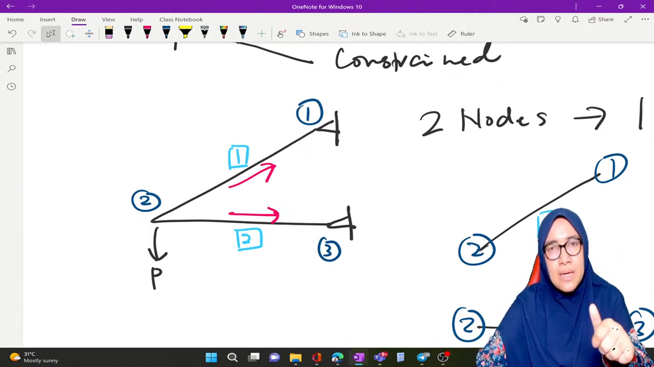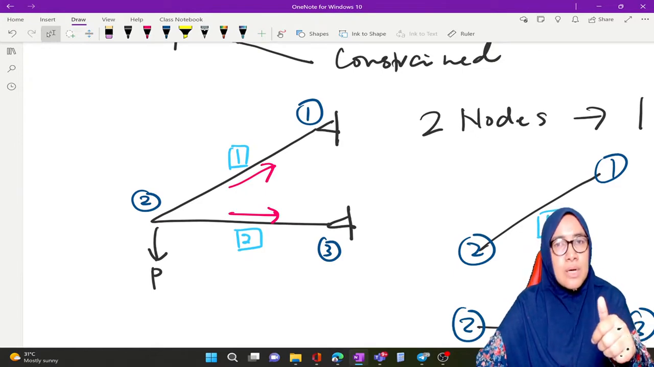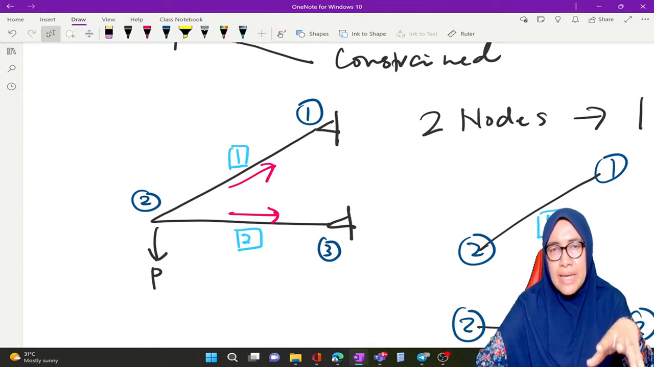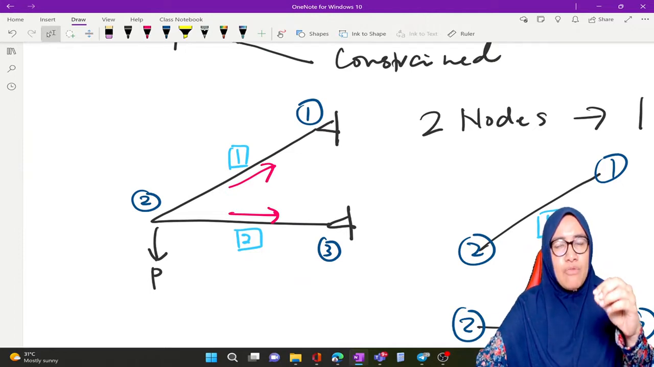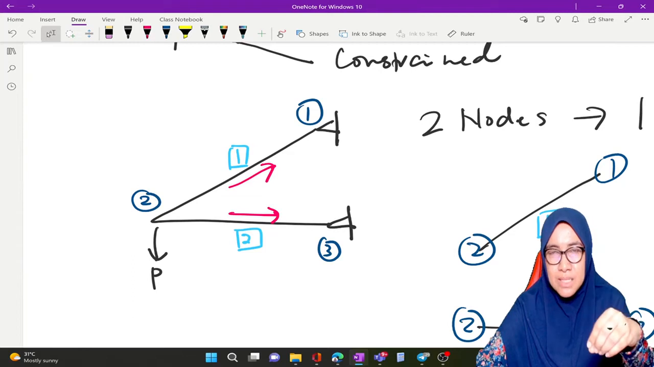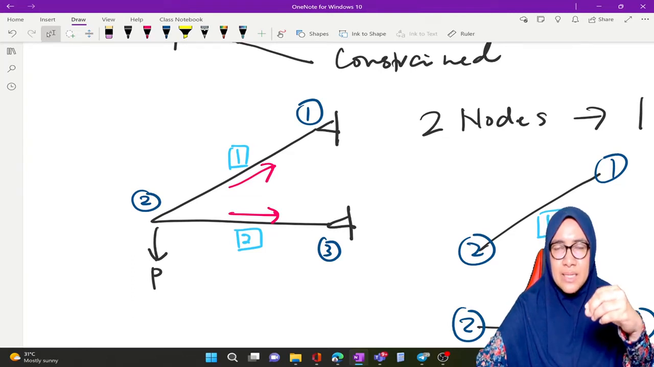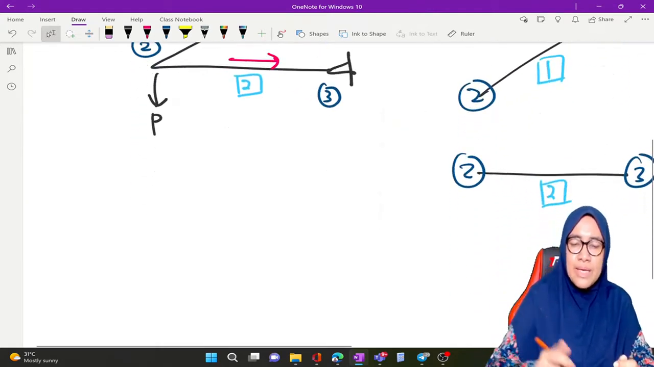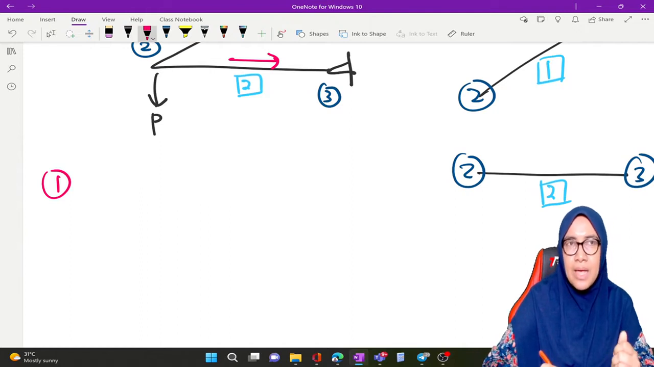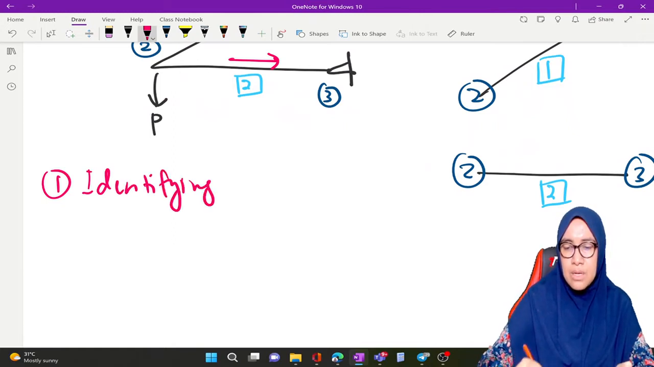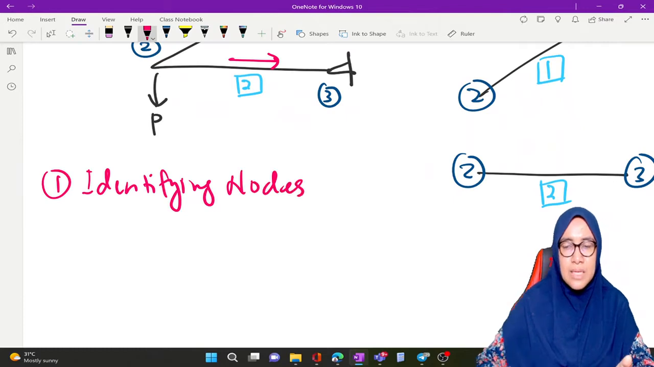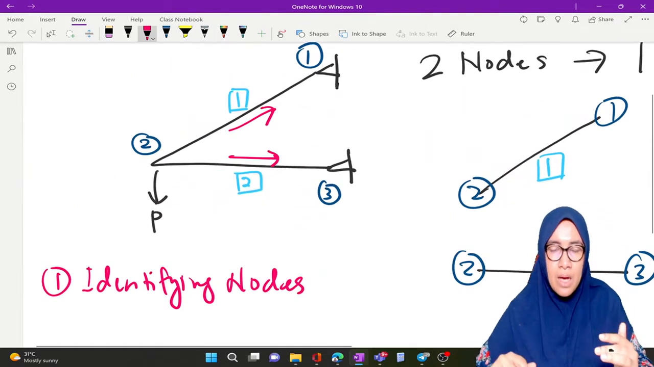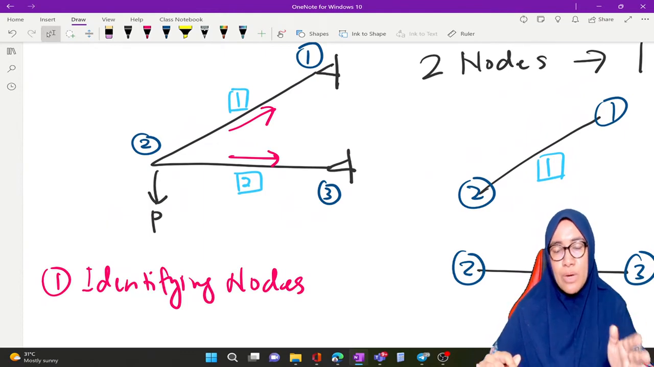The first thing that we need to make sure exists in the free body diagram of the structure of the truss. Whenever we want to analyze this truss using the stiffness method, number 1, we have to identify nodes. That is number 1. We have 3 nodes: node number 1, node number 2, and node number 3.